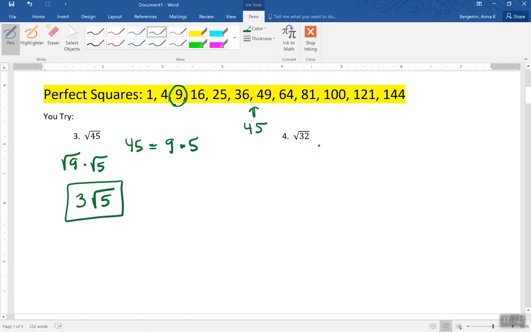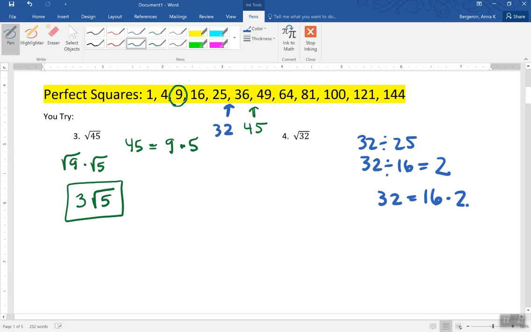So now doing 32, we're going to do the same thing. 32 on my list would be right here. If I tried 32 divided by 25, that would give me a decimal. If I try 32 divided by 16, that would give me 2. So that tells me that 32 is 16 times 2. So my largest perfect square was 16.